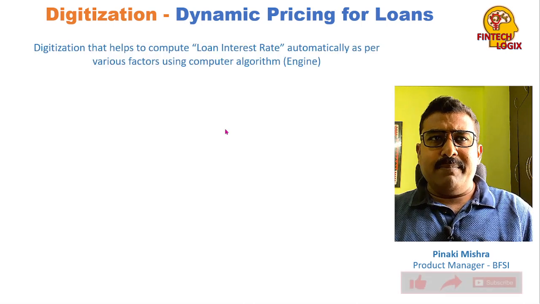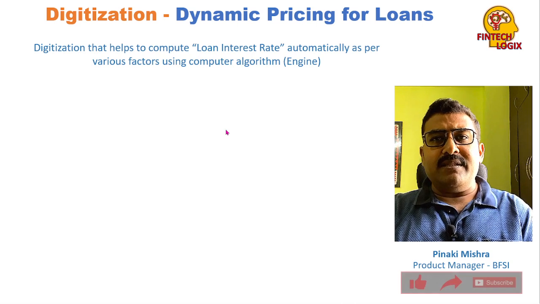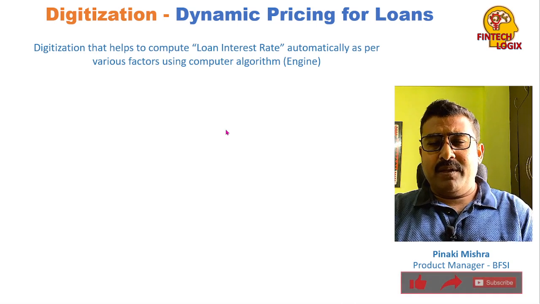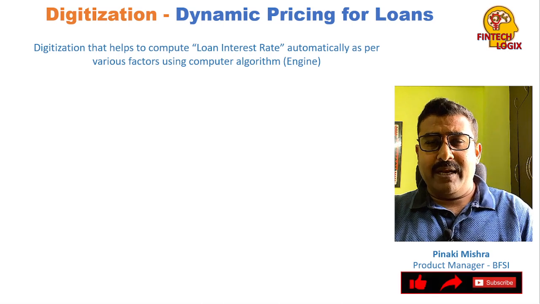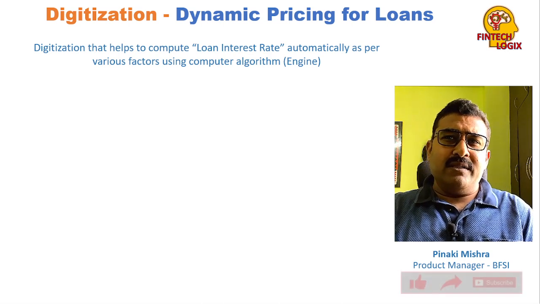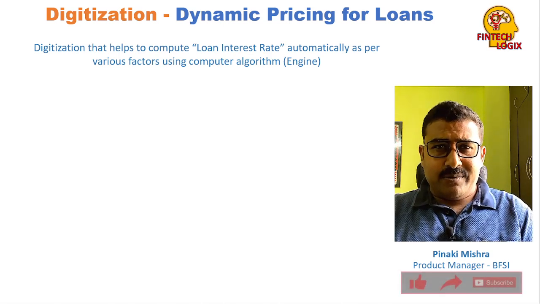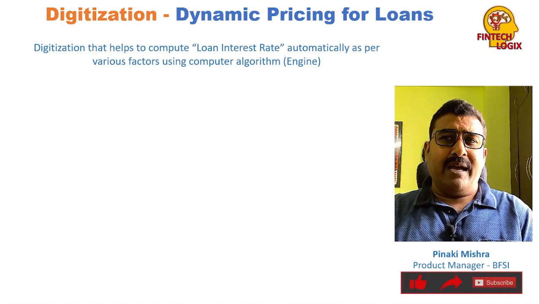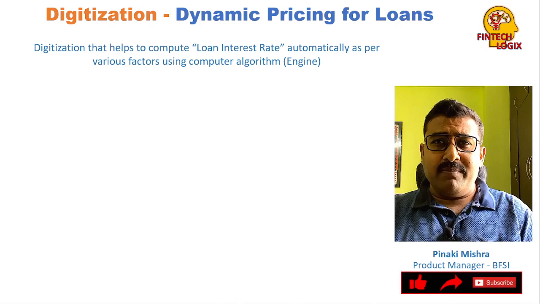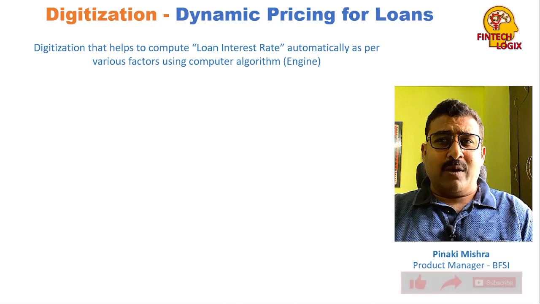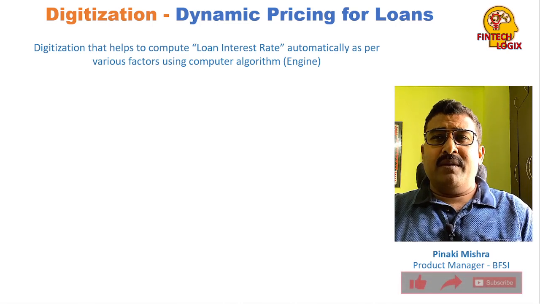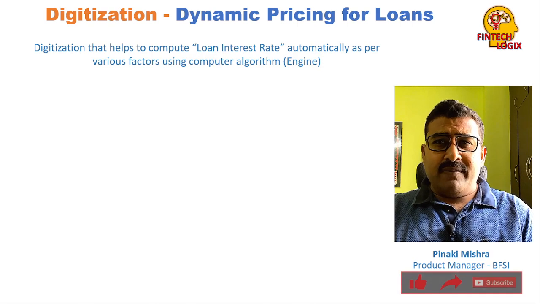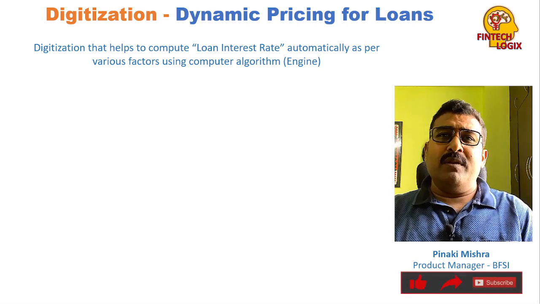Now in simple words, digitization is helping to compute the loan interest rate automatically, that considers different factors as we talked about, and with the help of a computer algorithm, the pricing is calculated automatically. So this is the process of dynamic pricing.